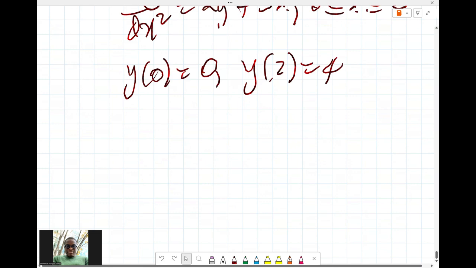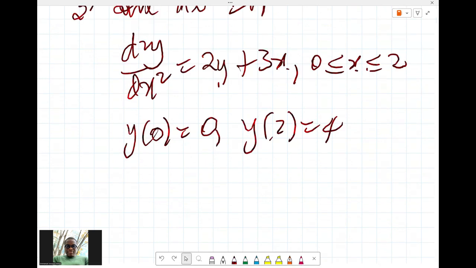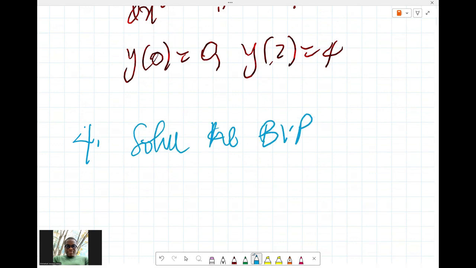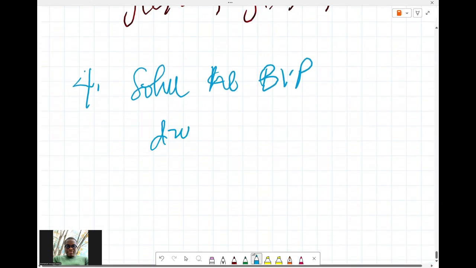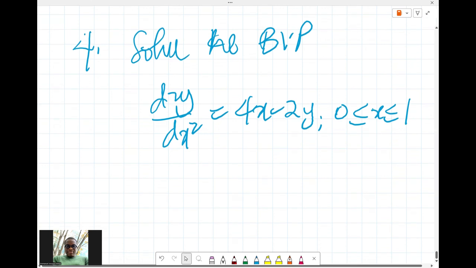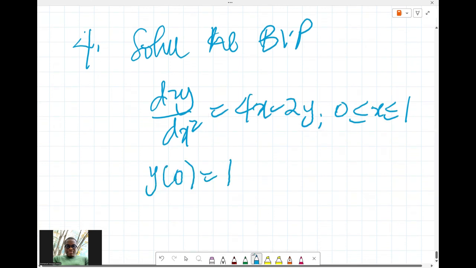Then we have a fourth question, question 4. Solve the boundary value problem d squared y dx squared equals 4x minus 2y on the interval 0 less than or equal to x less than or equal to 1. Then y of 0 is 1, y of 1 is equal to 3.